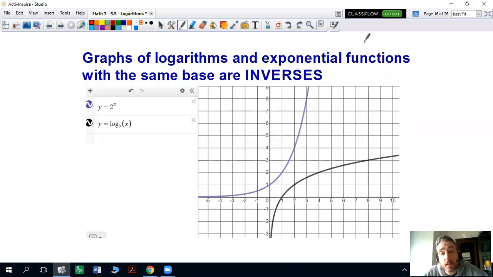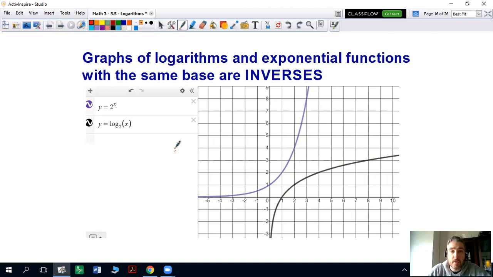Finally, for this lesson, let's talk about how the graphs of logs compare to the graphs of exponential functions. Exponential functions rise slowly, and then all of a sudden they get real sharp, whereas logs start the other way. They rise sharply, and then they kind of keep rising, but at a slower level as x gets further.